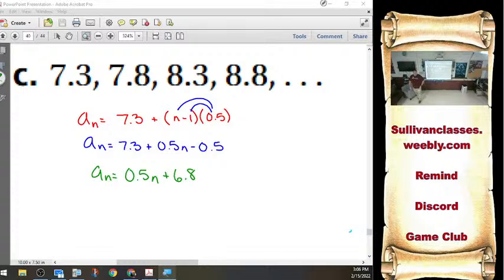Now this says, if I want to go find the nth term, shove n in there and you're there. Now I would say a sub 9, 0.5 times 9 plus 6.8. Done. Okay. Recursive formula: I need to do the thing, to do the thing, to do the thing, to get there. Explicit formula: I'm there.